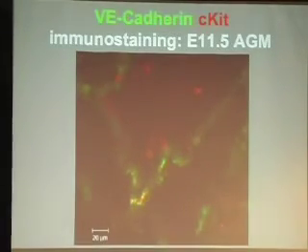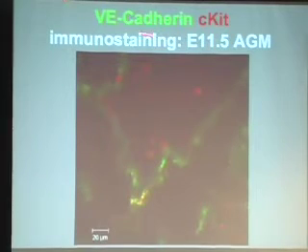And so to give you an idea what this would look like, here I have a frozen section from E11.5 in the AGM, and I've stained for VE-cadherin, which is an endothelial cell marker, and c-KIT, which is a stem cell marker. And what I'd like to draw your attention to are the areas of co-expression within the vessel wall of these markers and the interesting morphology of those cells.